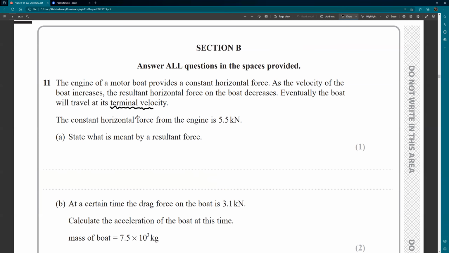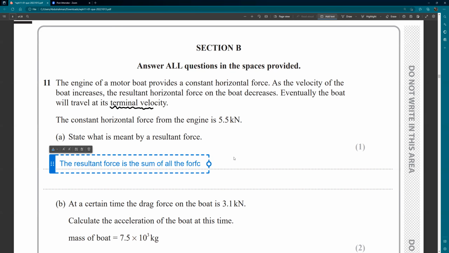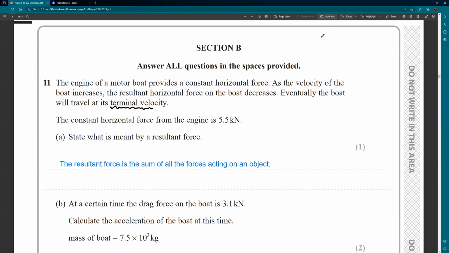Okay, the constant horizontal force from the engine is 5,500 newtons. So this is the forward force. State what is meant by a resultant force. We're going to say that the resultant force is the sum of all the forces acting on an object. So if you sum up every single force on an object, this will give you the total resultant force.